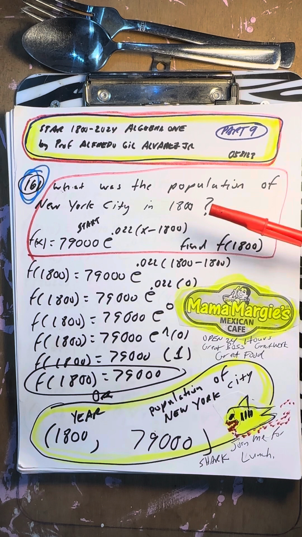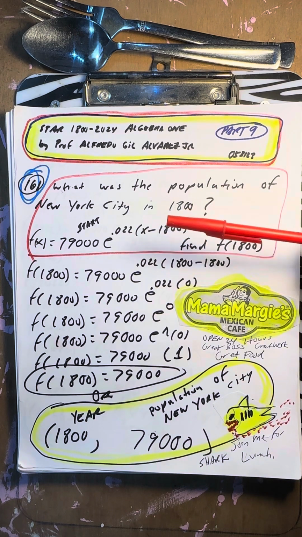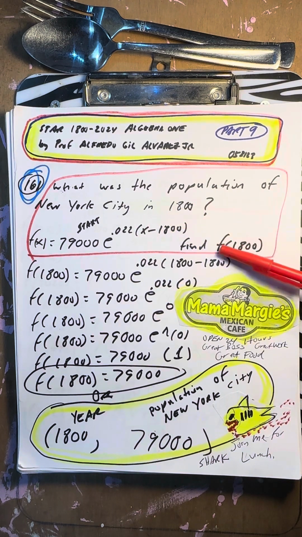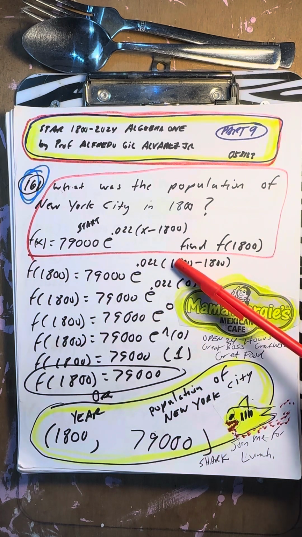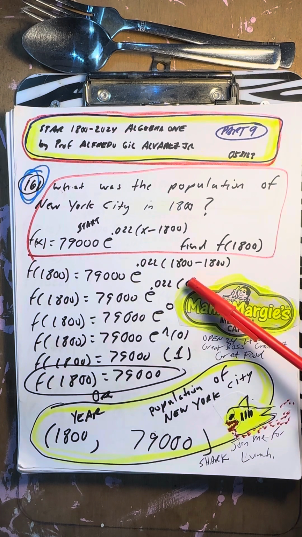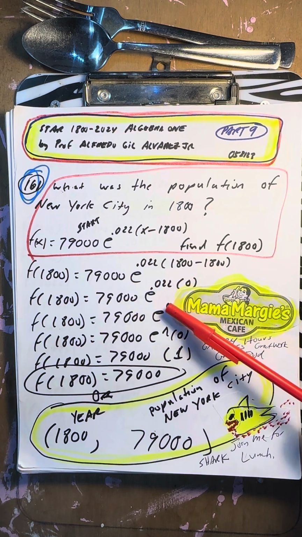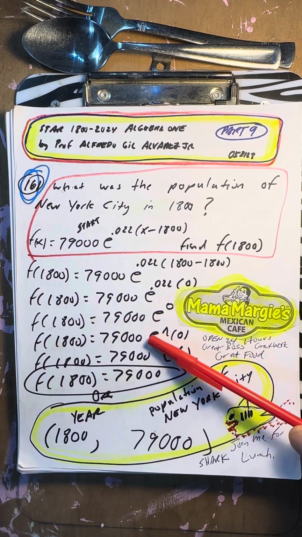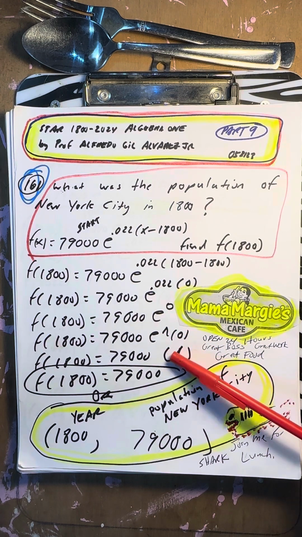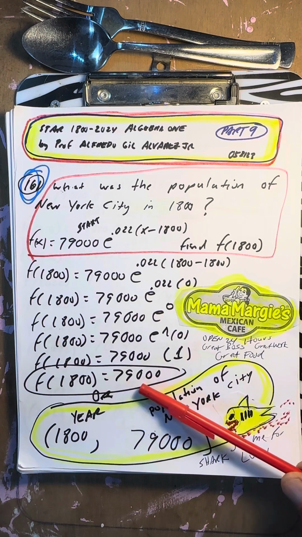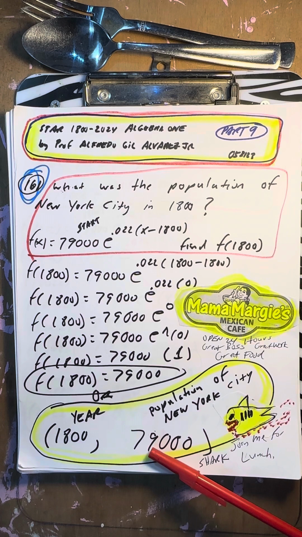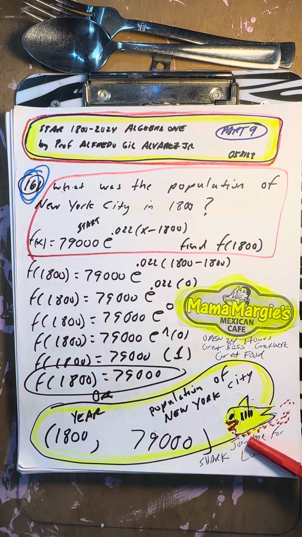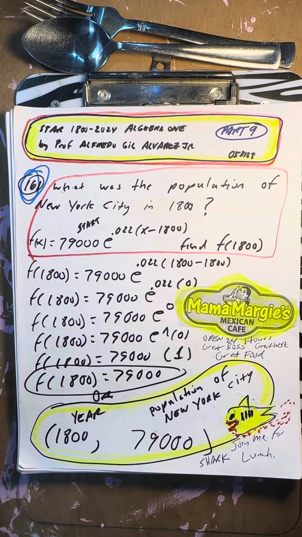What was the population of New York City in 1800? Start with this function right here. Find f of 1800. So f of 1800 means you put 1800 here for the x. 1800 minus 1800 is 0. And 0 times that number is still 0. So now e to the power 0 is 1. 1 times this is still going to be 79,000. So in 1800, the population of New York City was 79,000.